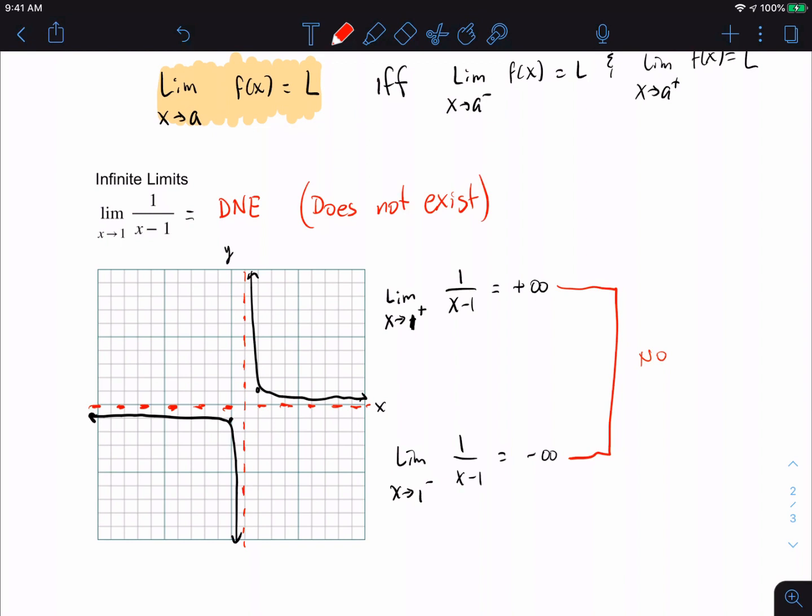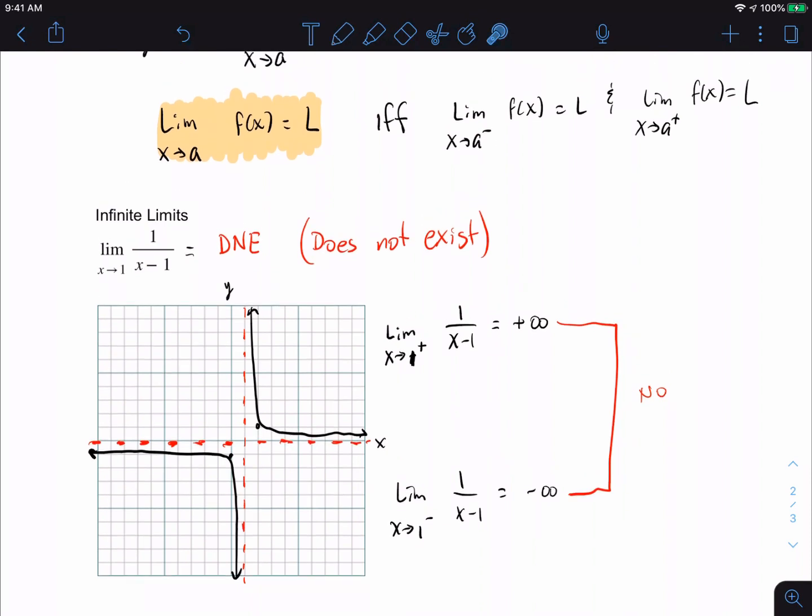Okay? So what I'm trying to demonstrate here is this definition that I just had up here. This only happens if these two guys have the exact same limit value. If they don't have the same limit value, it will not work. Cool? Cool. Okay.